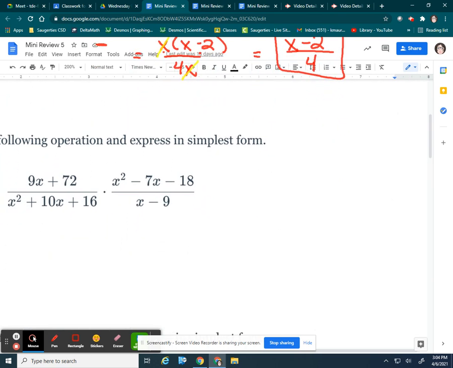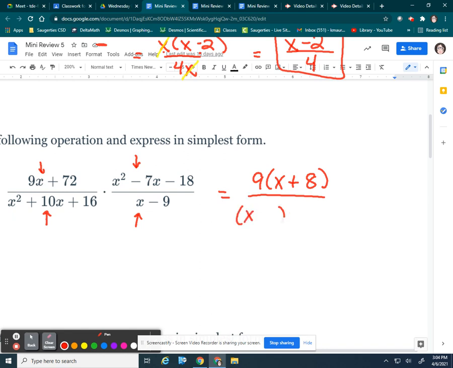Okay, so we are going to multiply and then we're going to simplify this expression again. So what I'm going to do is take each piece of the fraction and factor it if I can. I can do that over here. So I just work top, left to bottom, right. So 9x plus 72, if I take out a GCF, it's 9 times x plus 8. The bottom is a trinomial. So I need two numbers that multiply to 16 and add to 10. That would be 8 and 2.